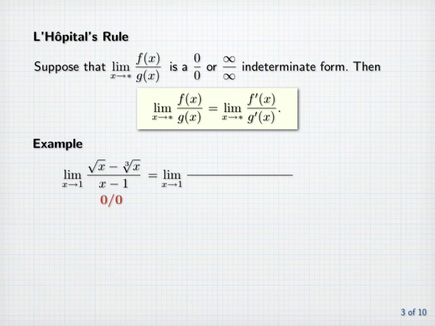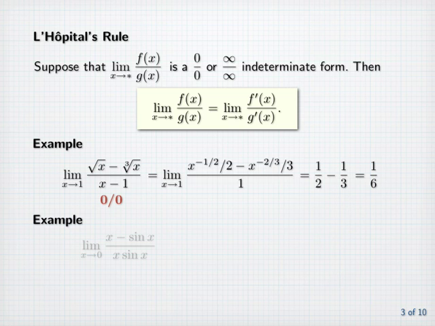Let's first take the derivative of the numerator. The derivative of x to the 1/2 power is going to be x to the minus 1/2 divided by 2. Now we subtract the derivative of x to the 1/3 power, which gives us minus x to the minus 2/3, all divided by 3. And the derivative of the denominator is just 1. So now we have a form that's no longer indeterminate. Clearly, as x approaches 1, the numerator approaches 1/2 minus 1/3, and so we have 1/6. That's our limit.